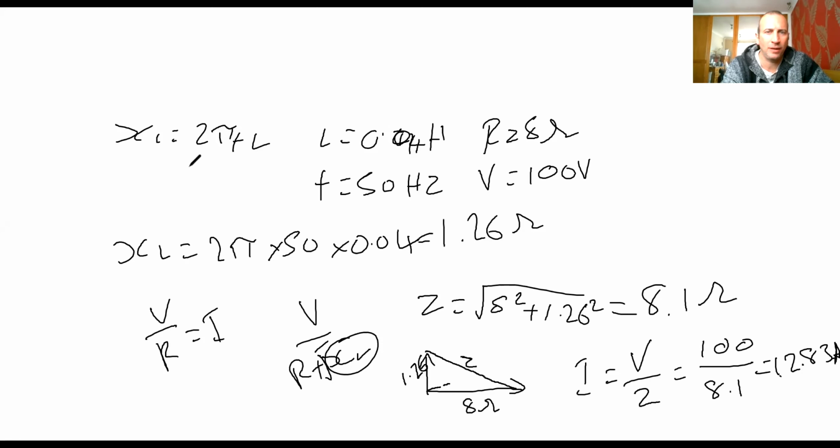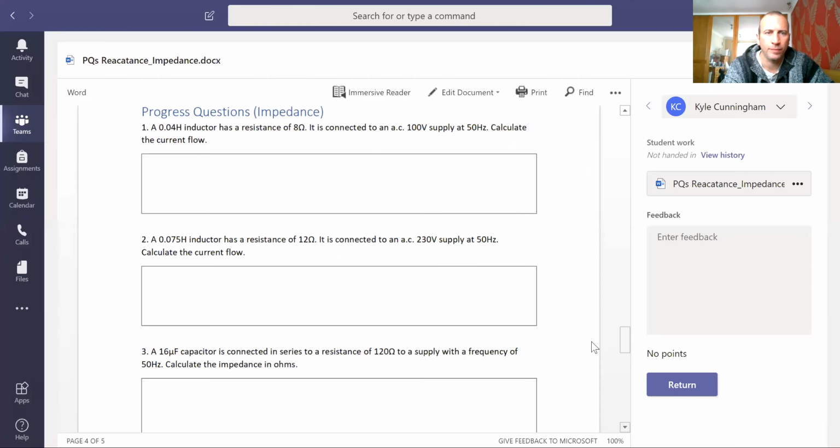So notice we had to get our reactance first, then find our impedance by doing Pythagoras, and then we can finally do Ohm's law to work out the current. So if we have a look back at our assignment, there you go. The current that will flow in that circuit was 12.35 amps. So you can do exactly the same.